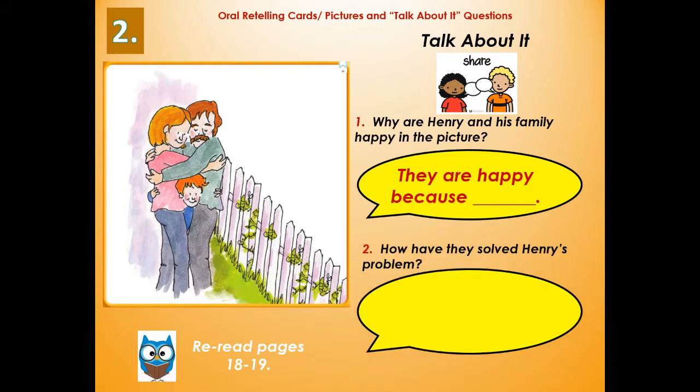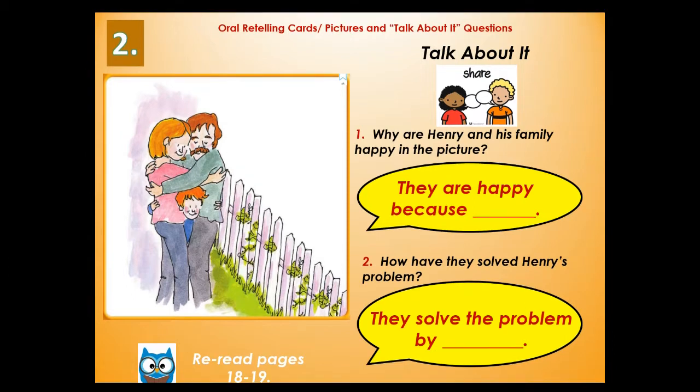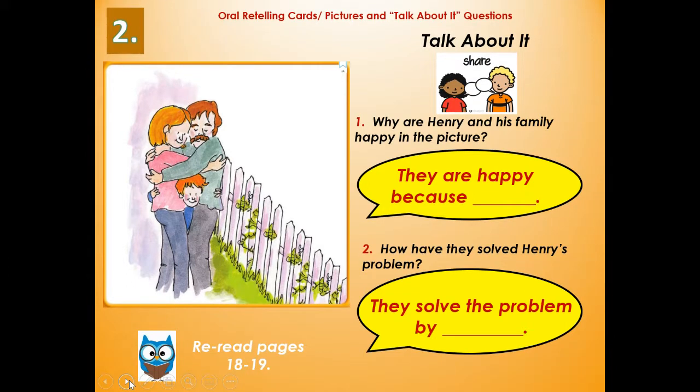How have they solved Henry's problem? Think about that. What was Henry's problem? They solved the problem by... Well, I already told you, they solved the problem by allowing him to have a dog because Henry was lonely.